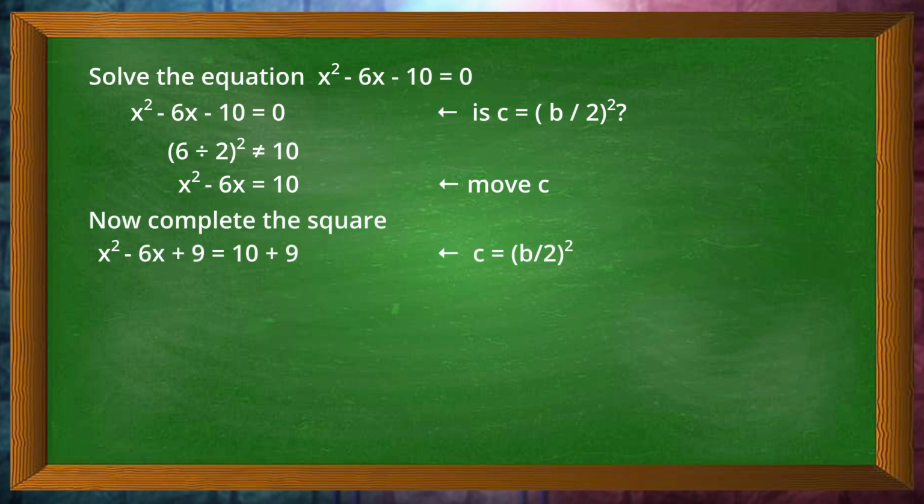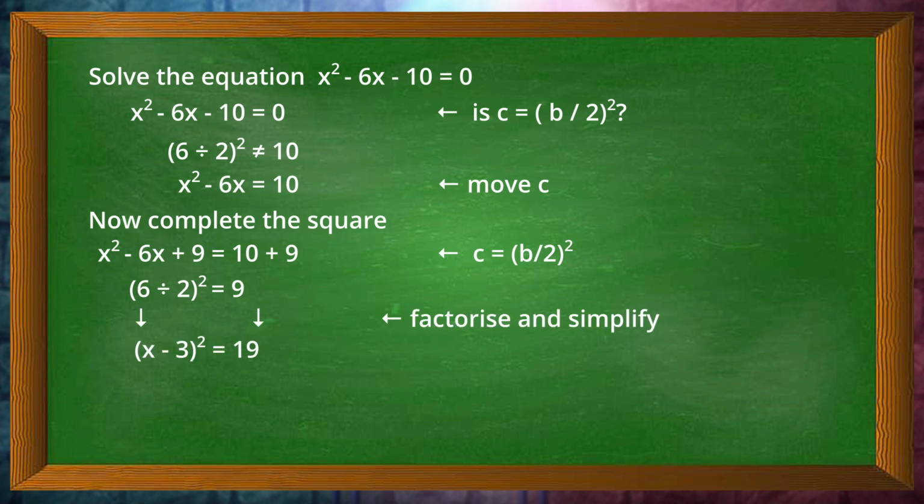Now, complete the square on the left side, but because we have an equation, remember to add the same value to both sides. 6 divided by 2 is 3, and 3 squared is 9. At this stage, we are on familiar ground.